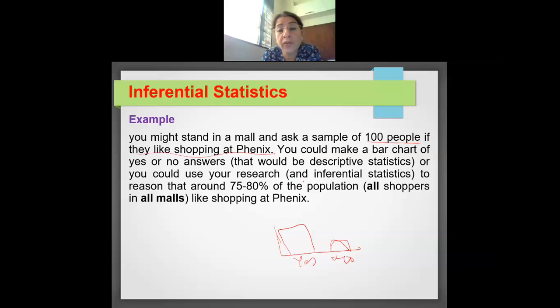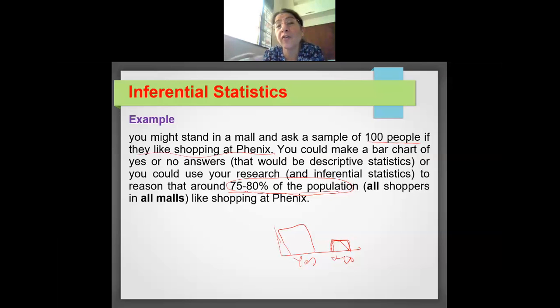You could use your research data, how many people said yes, how many people said no, and so on, and you can reason that around 75 to 80% of the people like shopping at Phoenix. By using all those 100 data items, you can make that conclusion also. Now, for 100 data items, descriptive statistics also helps you. But descriptive statistics gives you a different picture, and inferential statistics also gives you a good picture, but that is more validated. With 100 people, doing that is quite okay.